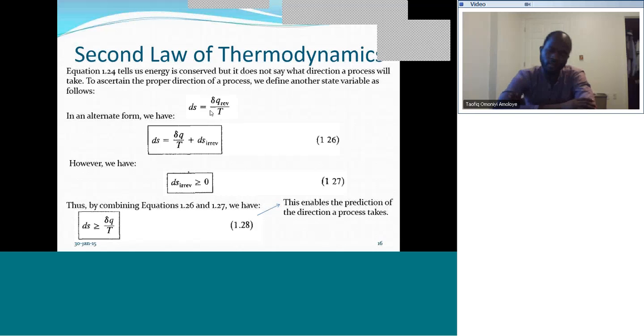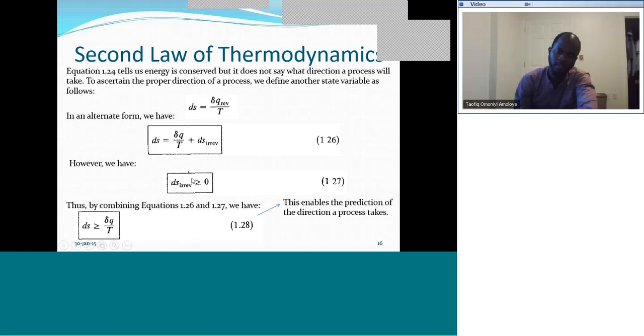So we have dS irreversibility greater than or equal to zero. If we had a 100% reversible process, where viscosity, for instance, is not there, then the dS irreversibility is just going to be equal to zero. But like I've just said, processes almost always increase the entropy because of irreversibilities in them. So dS irreversibility is greater than or equal to zero. That means dS is greater than or equal to del Q over T.